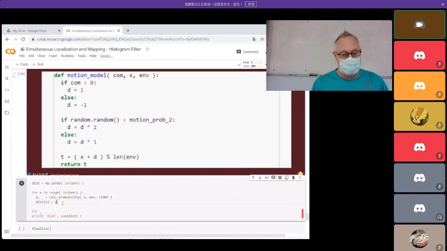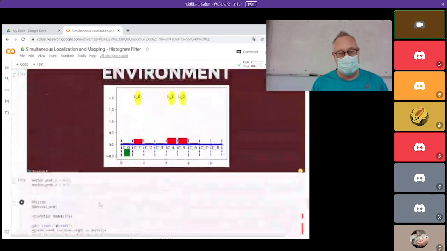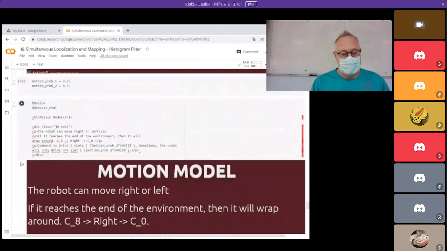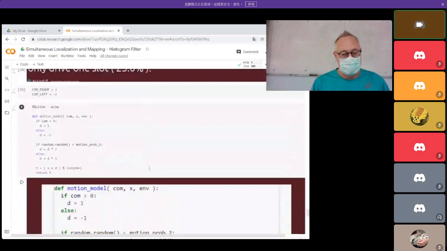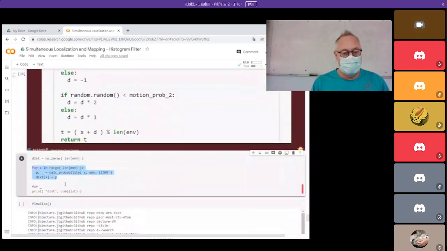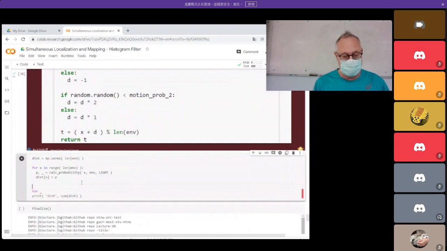So here first we calculate the probability of having the light, which will give us this figure. Will give us this image here. And now we move to the left. Move to the right.